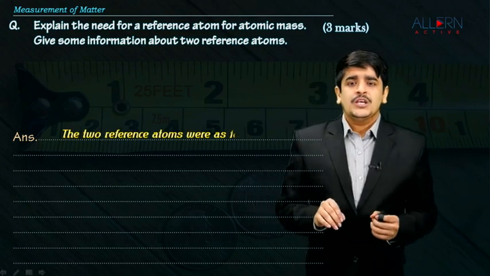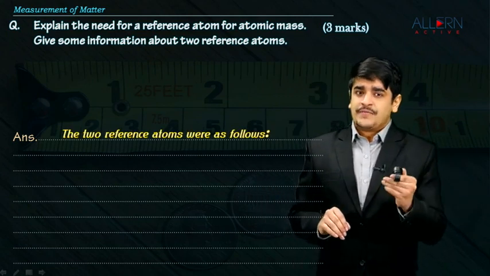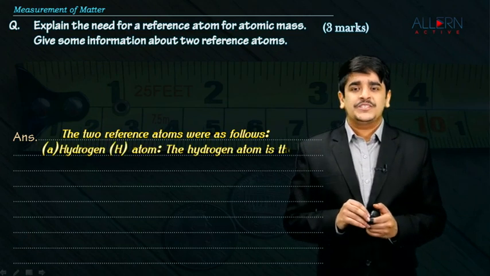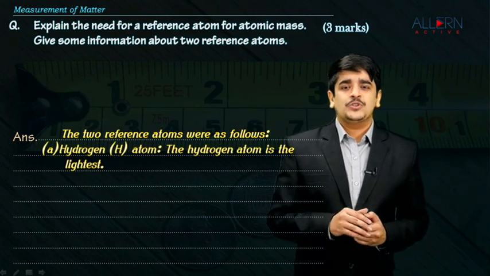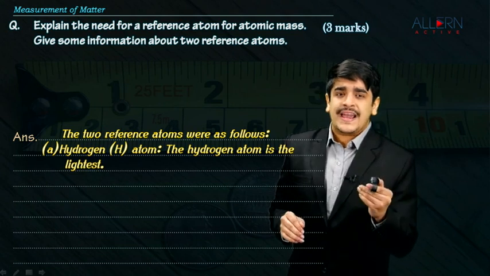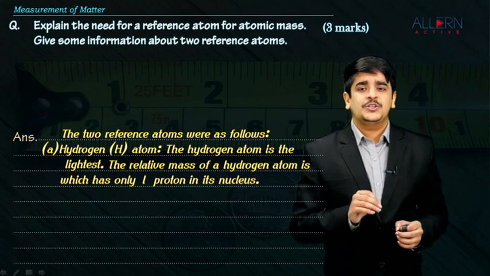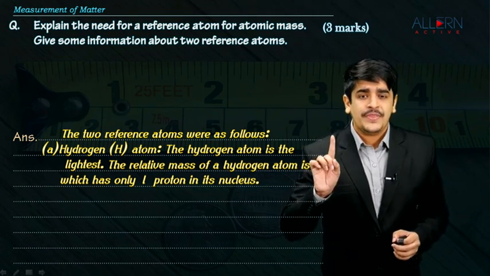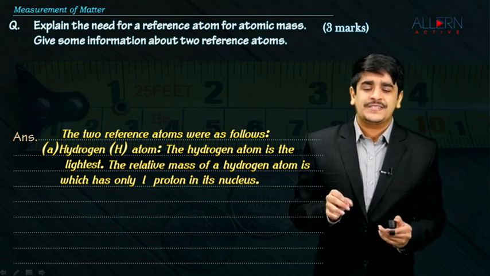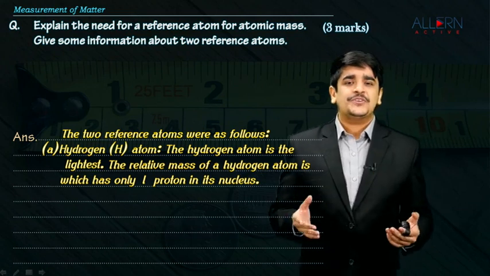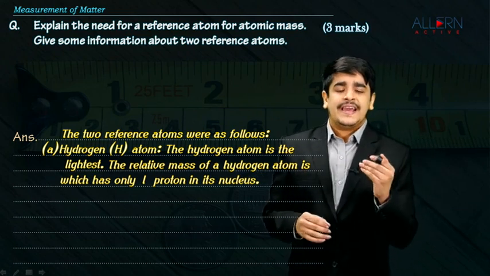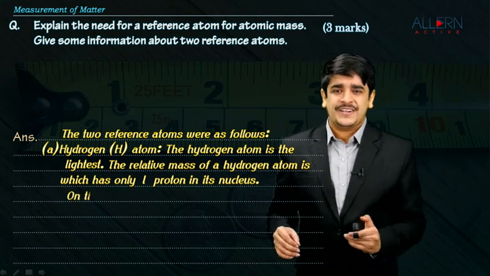Over here, the two reference atoms were as follows, and we have already explained to you the first one, which is the hydrogen atom. The hydrogen atom is considered to be the lightest atom possible. Therefore, the relative mass of hydrogen atom is considered to be exactly 1, and it is due to the 1 proton which is present into the nucleus. Remember, the electron does not have any mass. It is negligible in mass, so it's something that we don't need to consider.